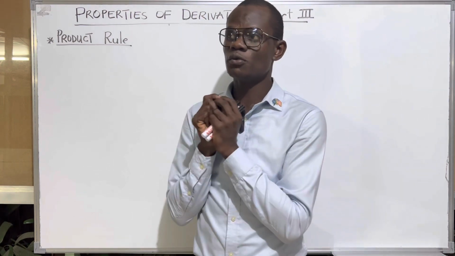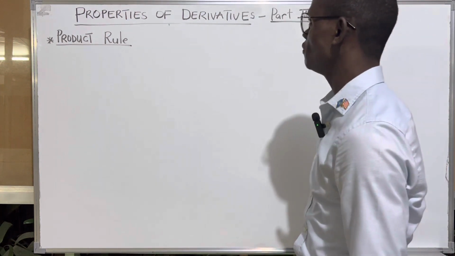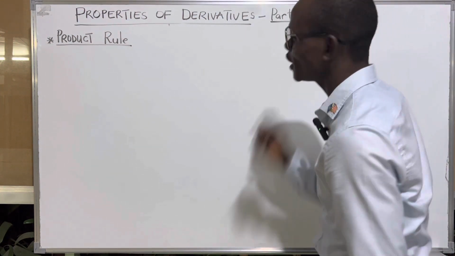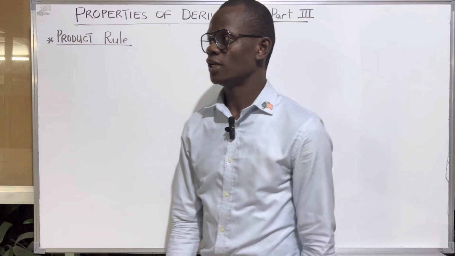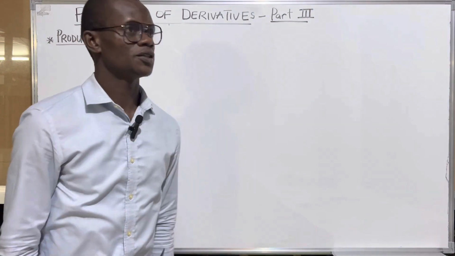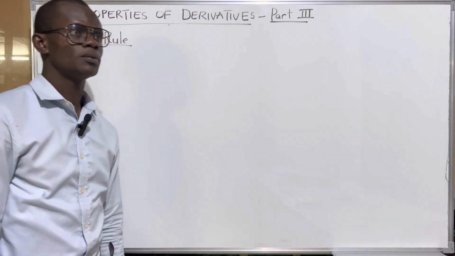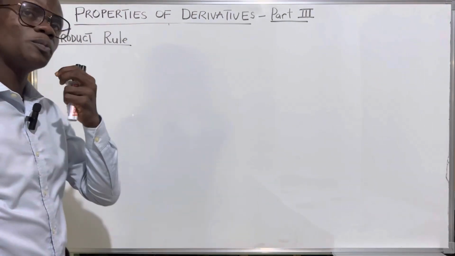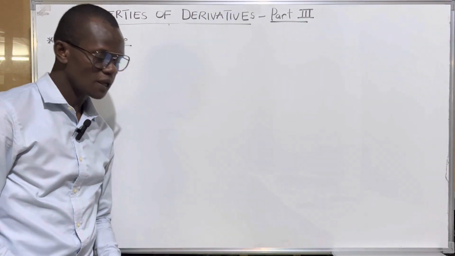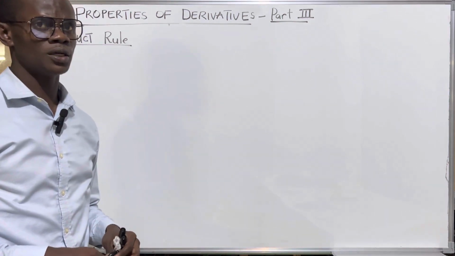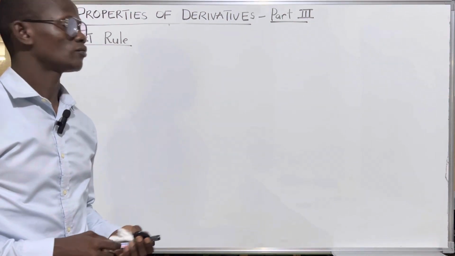And in this video, we want to look at the properties of derivatives, part 3. And in the last part, we discussed the quotient rule. So we want to look at now the product rule. In the next video, we will do the chain rule.